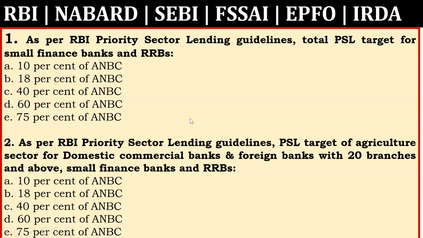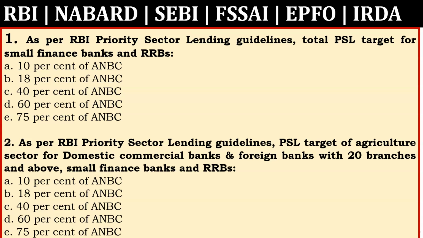So the first question today, the topic is priority sector lending. It is a very important topic. In 2018, approximately 10 marks, 5 questions of 2 marks each, in the finance and management paper of the RBI Grade B exam were asked directly from this topic. So it's a very important topic.